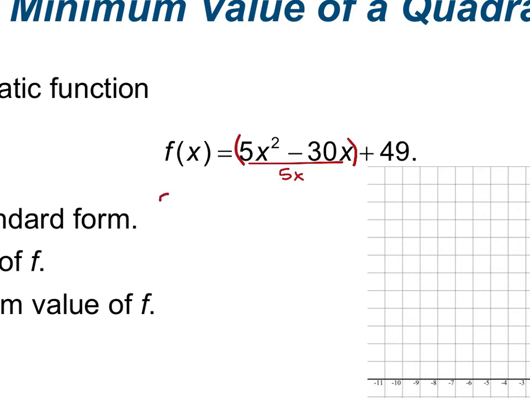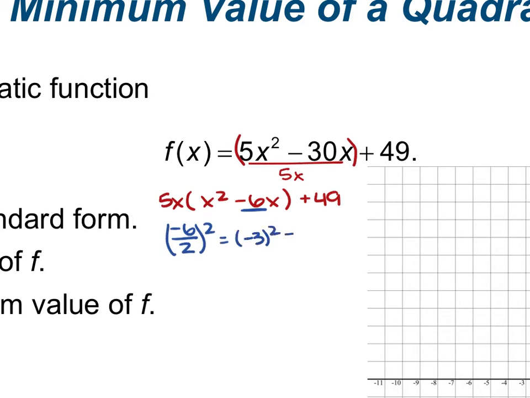So this is going to give us 5 times x squared minus 6x, plus 49. Now, from here, my b value is negative 6, so I'm going to do negative 6 divided by 2, squared, to get that c value. So that's going to be negative 3 squared, which is 9. When I add this 9 into that set of parentheses, I'm also going to take what I pulled out, which is a 5, not a 5x, and subtract it from the 49 times whatever I'm adding in to that set of parentheses, which is 9.